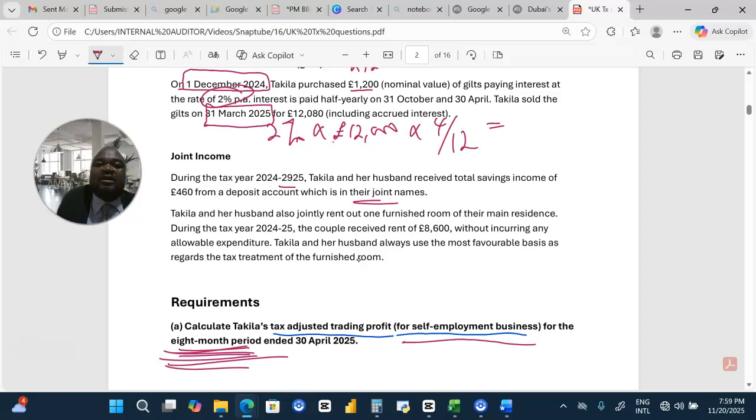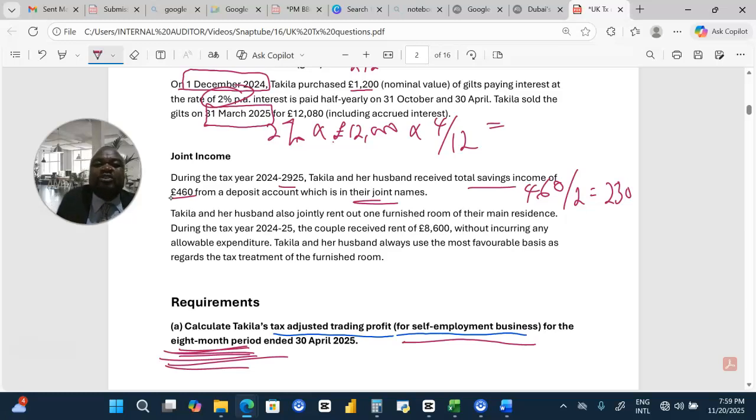So if we receive savings income from a joint account, in the hands of Taxable we need to tax how much? 460 over 2, which means 230 has to be taxed in her hands. Okay, joint income. There should be an entry of joint savings income of 230, which has to be added to taxable income, isn't it? Good.